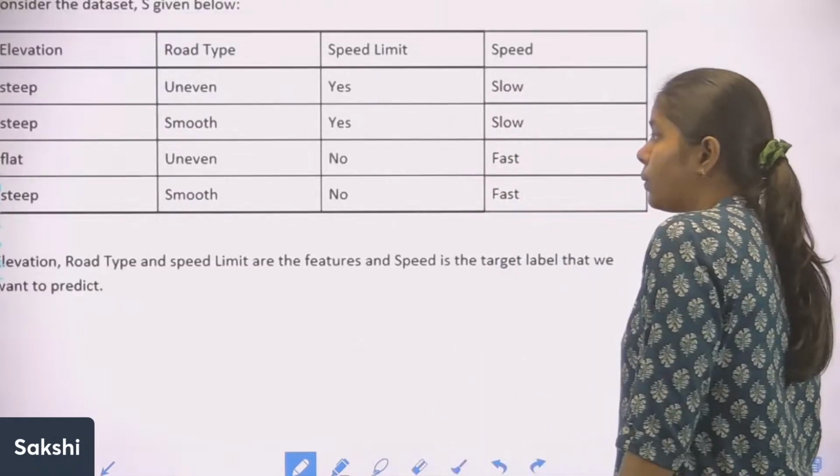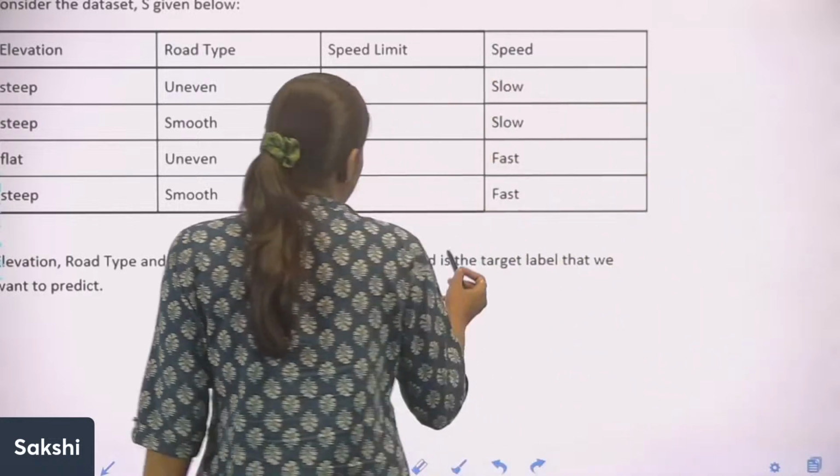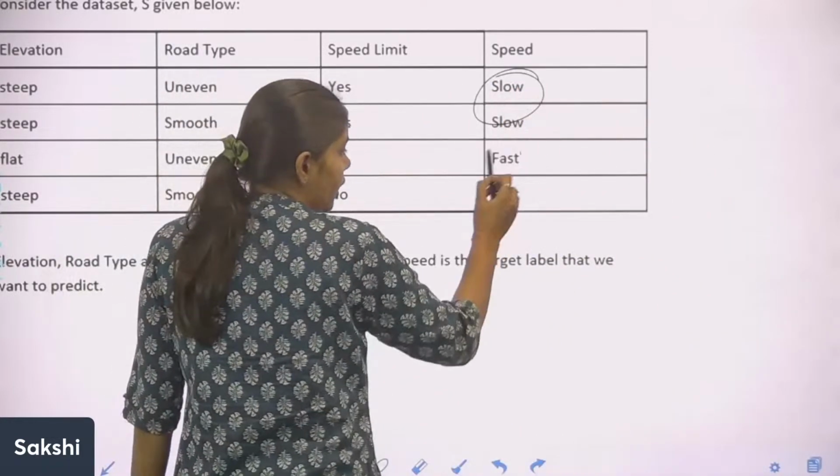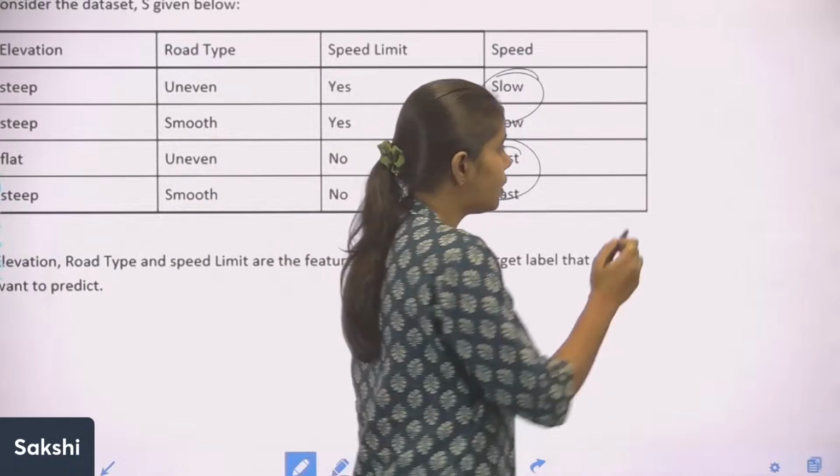So I need to find out the entropy for this data set. If you see in this particular data set, I have two slow and two fast. That means I have two classes here. So what would be the entropy?